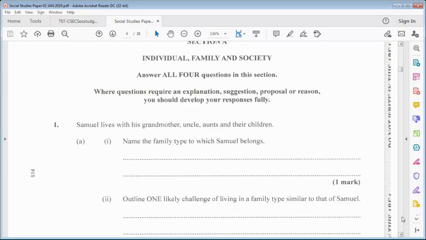So we notice some terms, grandmother, uncle, aunts, and their children. So this is an extended family. And as we know, an extended family consists of several generations living together under the same roof or sharing the same residence. So our answer would be extended family.